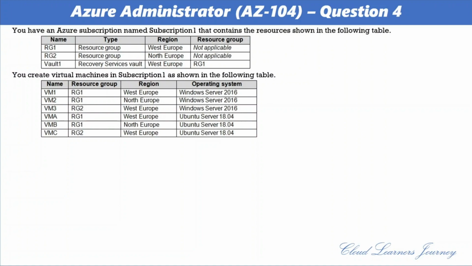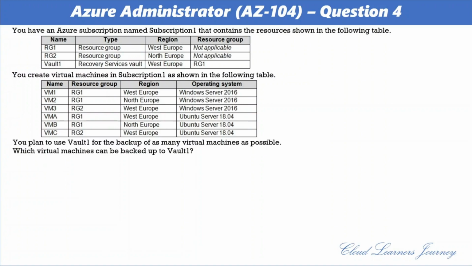VMA is in RG1 resource group in West Europe region and the operating system is Ubuntu Server 18.04. VMB is in RG1 resource group in North Europe region and the operating system is Ubuntu Server 18.04. VMC is in RG2 resource group in West Europe region and the operating system is Ubuntu Server 18.04. You plan to use Vault 1 for the backup of as many virtual machines as possible. Which virtual machines can be backed up to Vault 1?